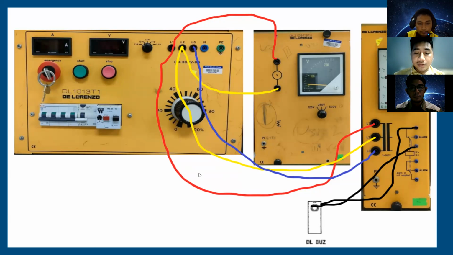The connection is actually very simple. L1, which is the red phase, will connect to the voltmeter, and the yellow one, which is L2, will also connect with the voltmeter. The red and yellow phases will be connected to the relay. This relay has over voltage and under voltage functions. L3, which is the blue phase, will connect directly to the relay, and then we connect to the buzzer. Okay, so we continue to the under voltage operation next.